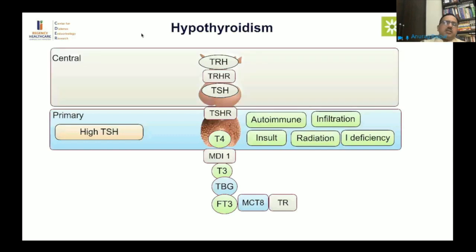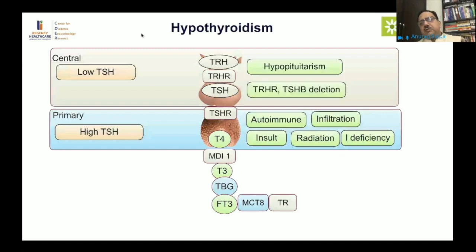We can also have a central problem, in which the problem is in the TRH receptor or TSH, or hypothalamus or pituitary. This is usually associated with combined pituitary hormone deficiency along with low, normal, or even up to 20 TSH as we discussed. It is usually associated with hypopituitarism, rarely with other disorders.